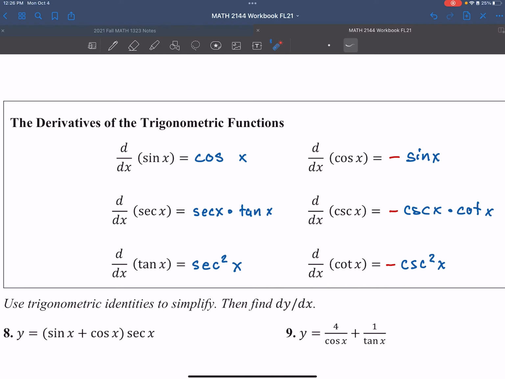So these are your 6 derivatives for the 6 standard trigonometric functions. Does anyone have any questions on those?